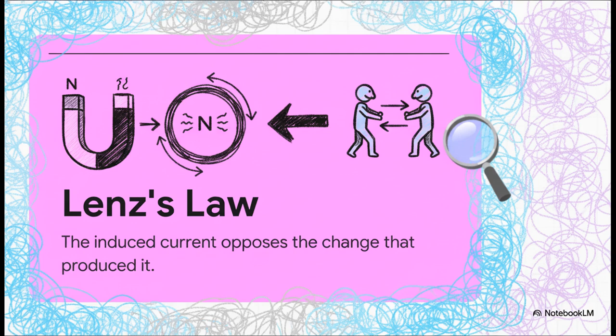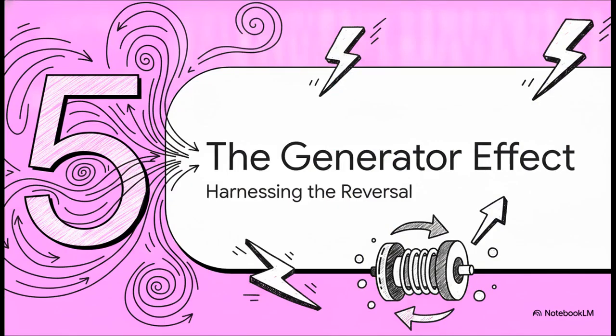Quick revision of Section 4. Moving a magnet near a wire induces electricity. That's Faraday's law. But the induced current will fight the motion. That's Lenz's law. Section 5. Powering the generator effect.